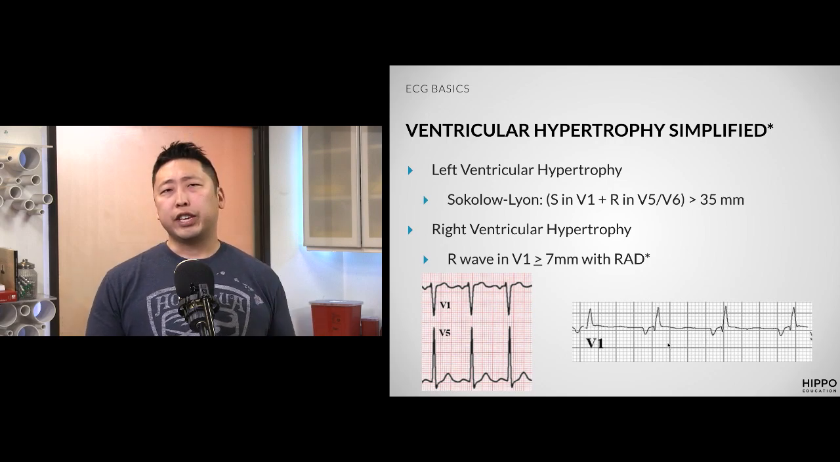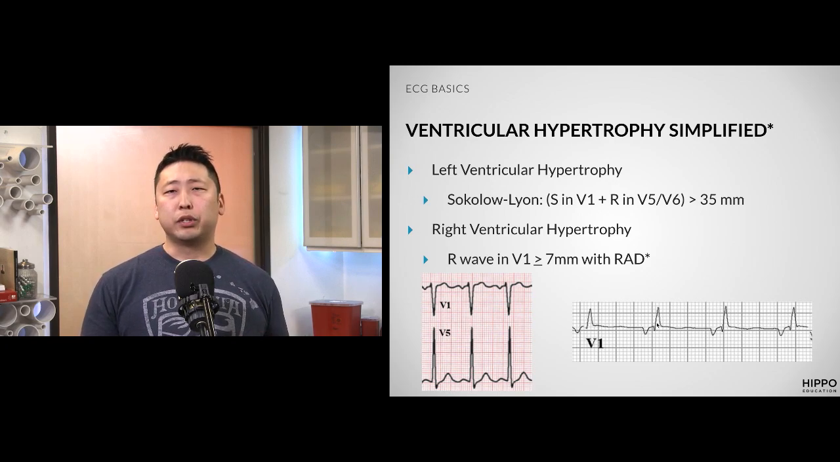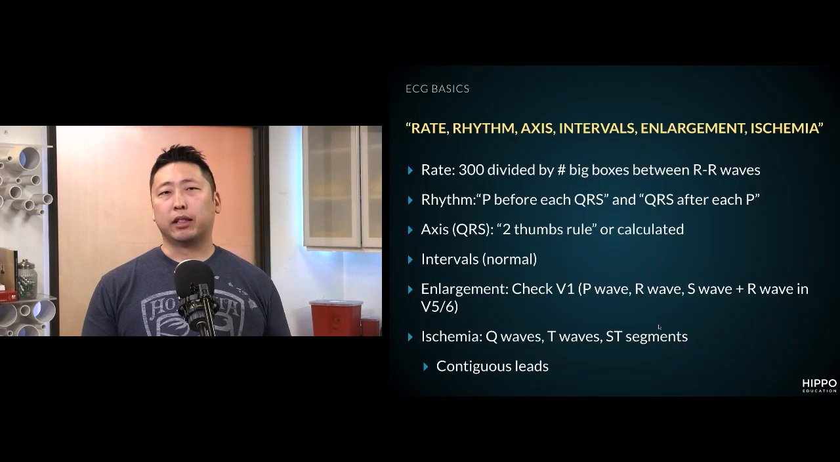When you look for RVH, you're looking at V1, the R wave amplitude. So you're looking for at least 7 millimeters R wave amplitude with right axis deviation, and that generally will suggest RVH. But you want to be careful about posterior MIs. We'll talk about that in a little bit.